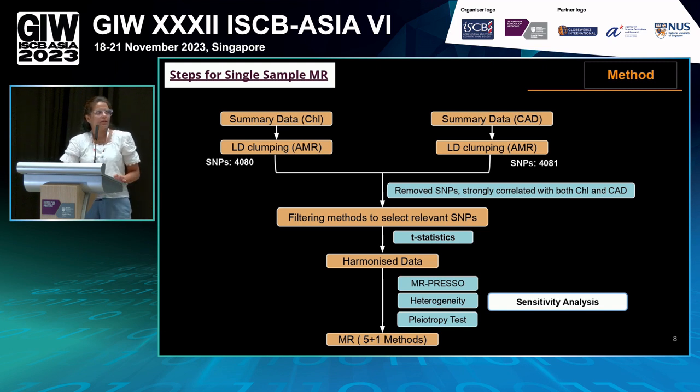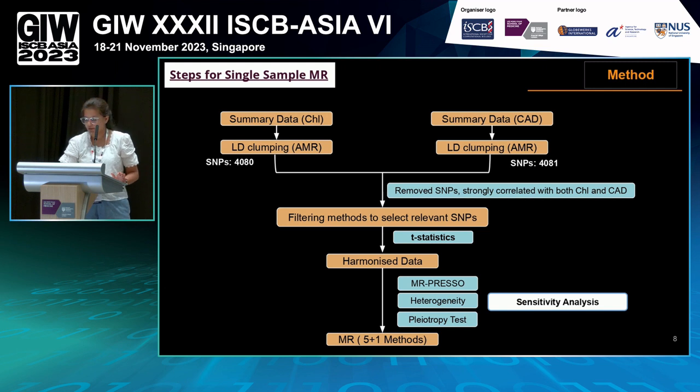The next step is to harmonize the data, meaning selecting only those data which are present in both cholesterol and CAD. After that, we perform the sensitivity test. The sensitivity test basically checks whether there is any horizontal pleiotropy or multidirectional pleiotropy, because they will give bias in the result. We remove all those SNPs, and then with the remaining SNPs we perform the already established Mendelian randomization methods.